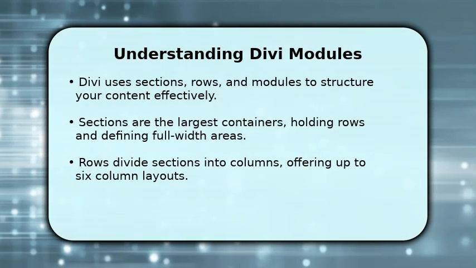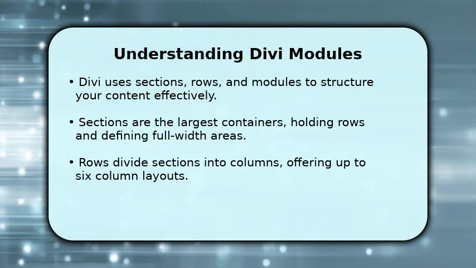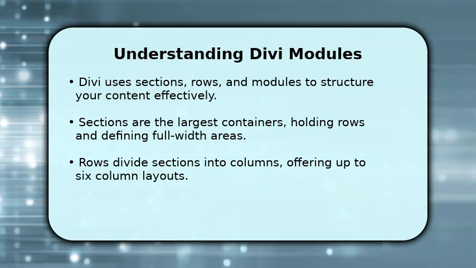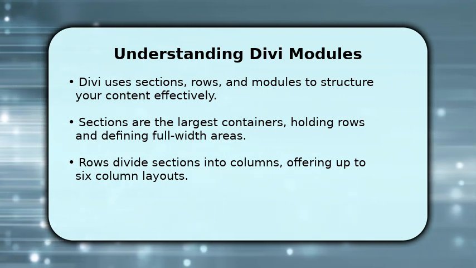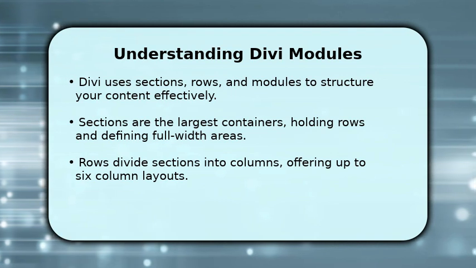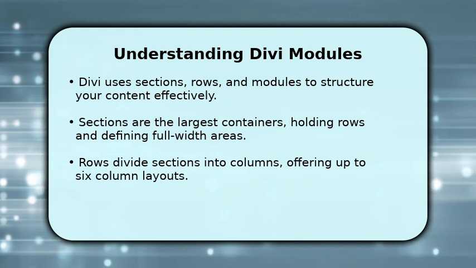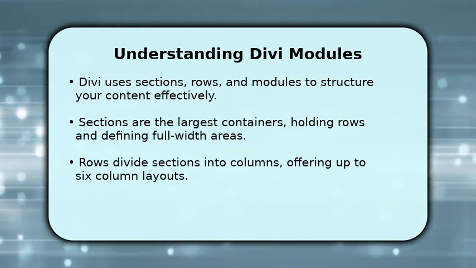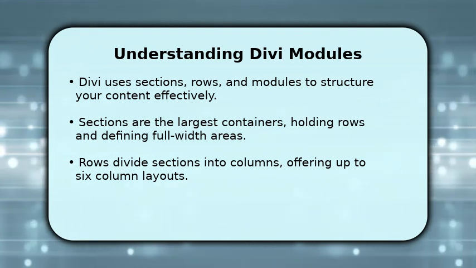Divi's structure relies on three core components: sections, rows, and modules. Sections are your largest containers, spanning the full width of your page and housing all other elements. Within sections, you'll add rows, which allow you to divide your content into various column configurations, from a single column up to 6. Finally, modules are your actual content pieces, such as text blocks, image galleries, or call-to-action buttons, which you place inside these columns to build your design.